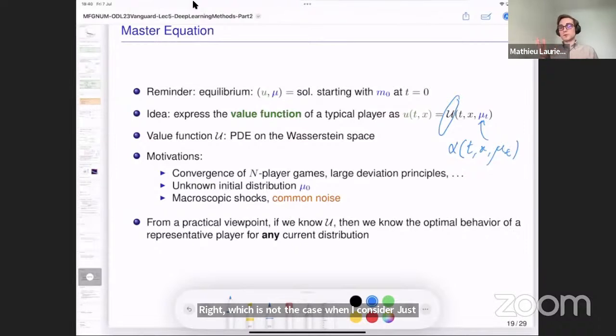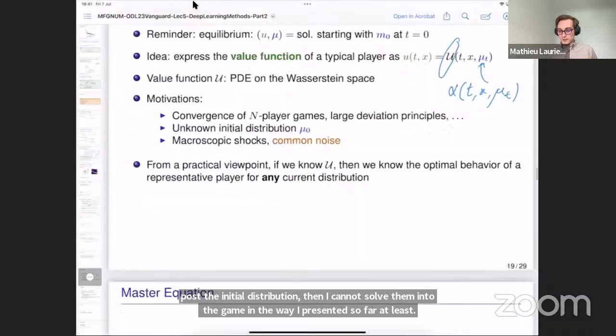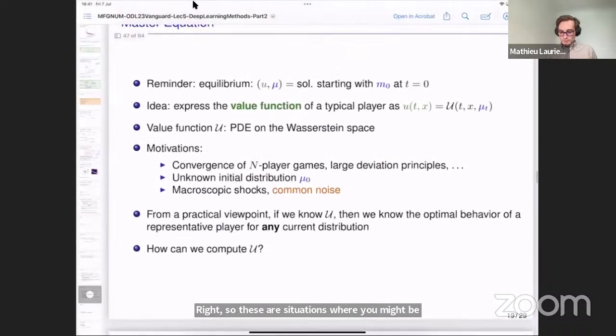So if there is common noise affecting the distribution, I cannot predict the evolution perfectly. Or if I don't know the initial distribution, then I cannot solve the mean field game in the way I presented so far, at least. Right? So these are situations where you might be interested in solving really the master equation.